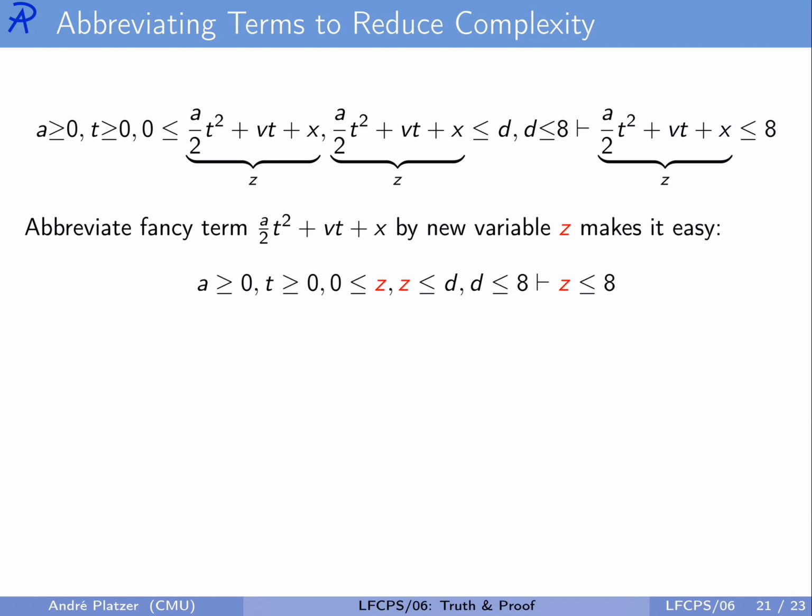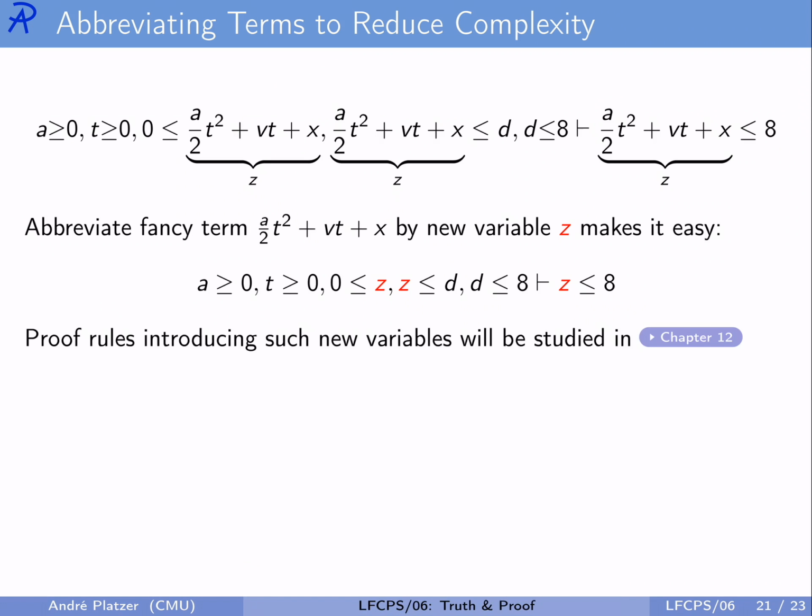Another thing we can do to help arithmetic along is abbreviate terms to reduce the complexity. Here's some arithmetic, and well, it may or may not be true, it's hard to see, but notice here the exact same fancy complicated term is appearing a bunch of times. If we simply call this term z, give it a new variable name, then the remaining arithmetic is just that. We've got some arithmetic distractions, but it is already easier because all that we're asked to do now is from the assumption that 0 is less or equal z, and z is less or equal d, and d is less or equal 8, to prove by transitivity that z is less or equal 8, which is comparably easy. And it can be very easy for arithmetic procedures to see if it is presented like so, and very hard if it is hidden behind very complicated arithmetic expressions instead.